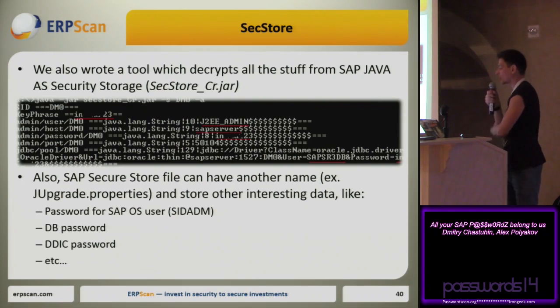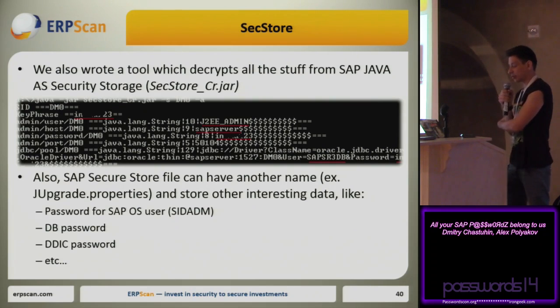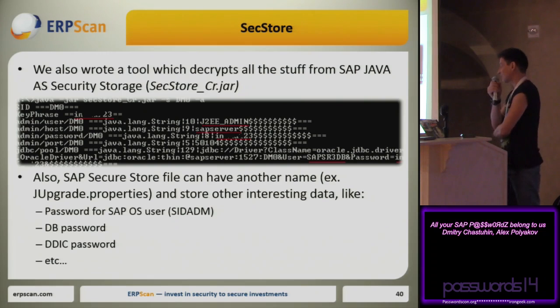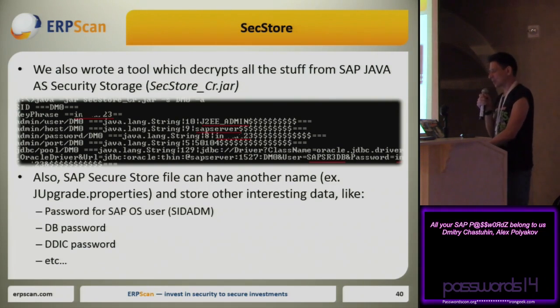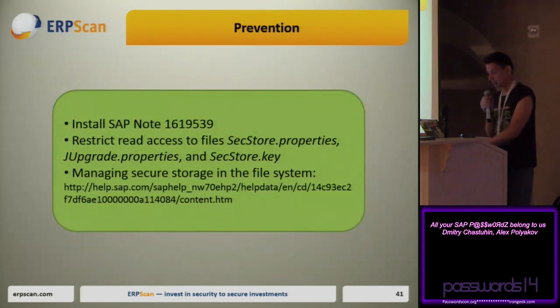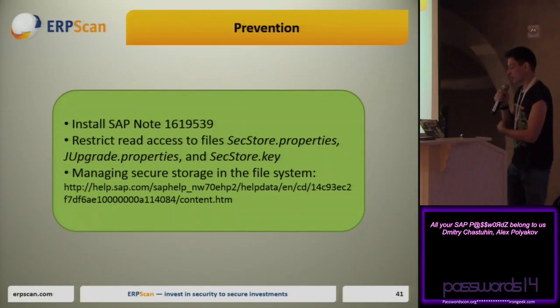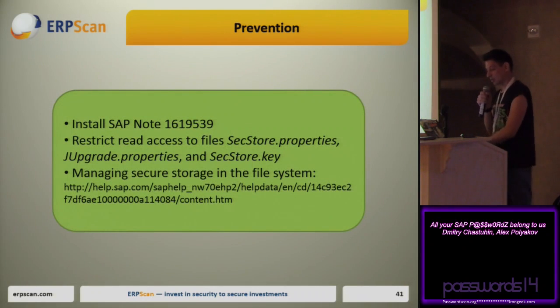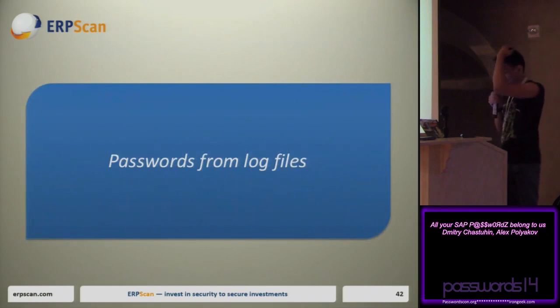Also, the SAP security storage file can have another name like gupgrade.properties and store other interesting information like a password from the SAP operating system username, database passwords, some usernames and passwords from SAP. A little bit about prevention: install these SAP notes, and of course restrict read access to the critical files.